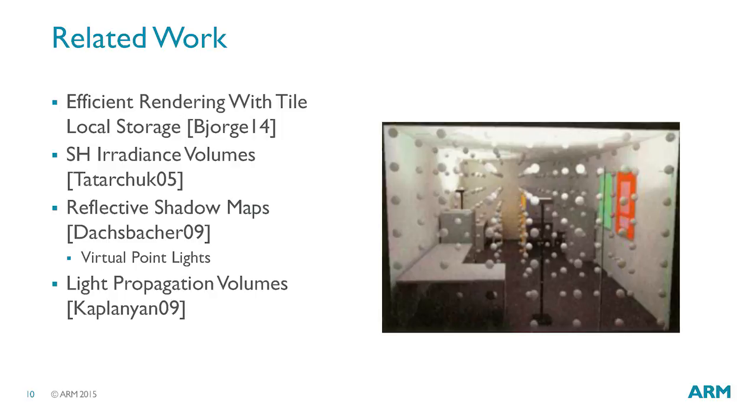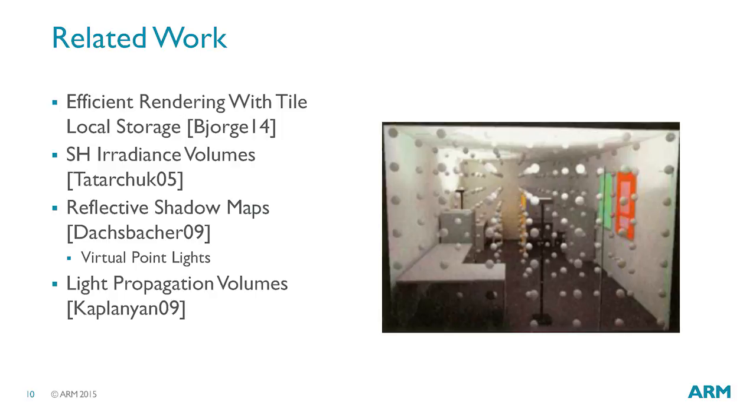Reflective shadow maps is basically a shadow map, but you render with multiple render targets, and you also store normals and the surface color. So you use this to generate virtual point lights that you inject later on into the scene.